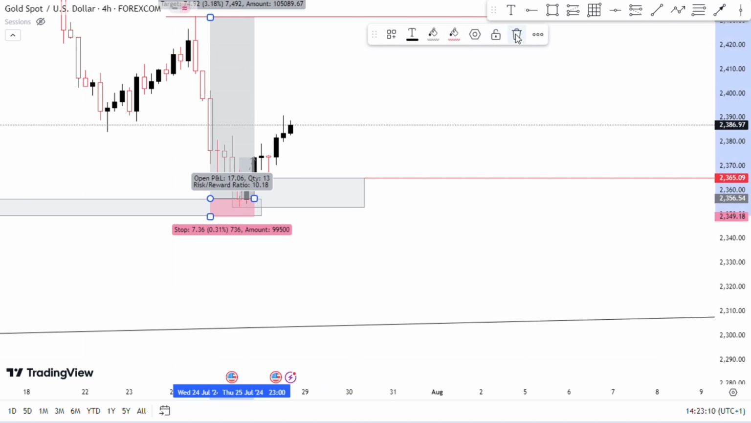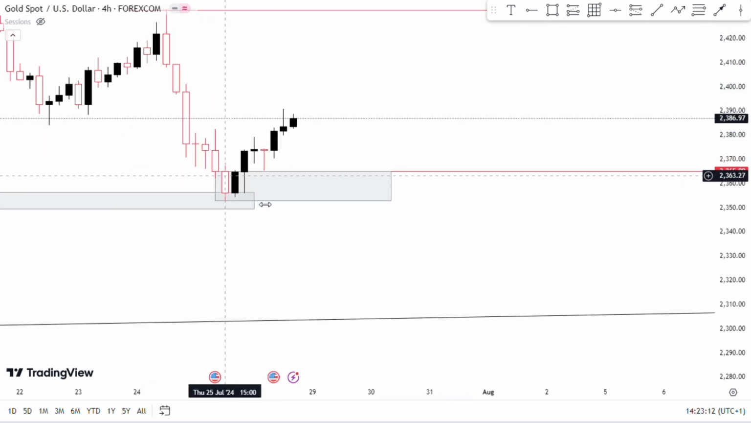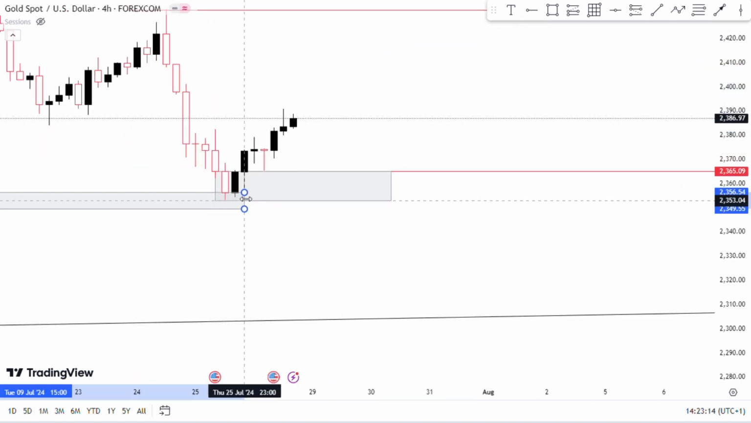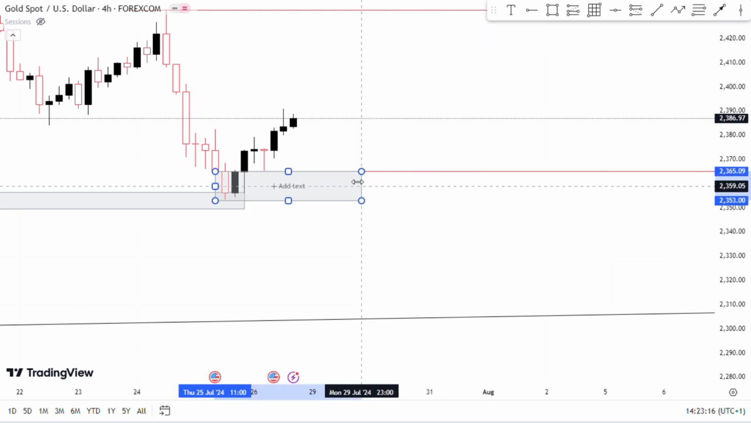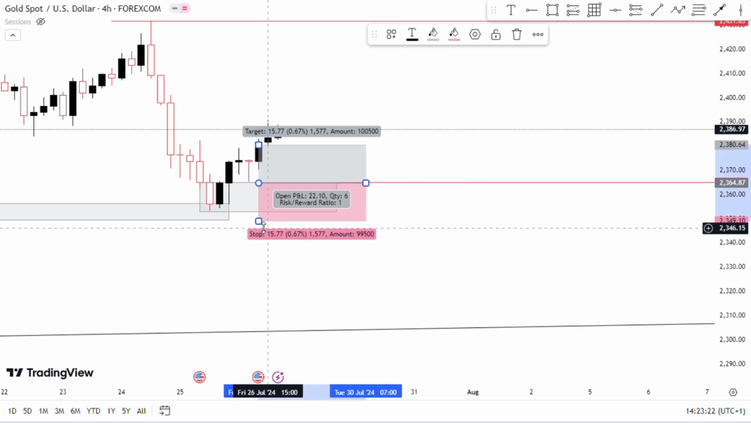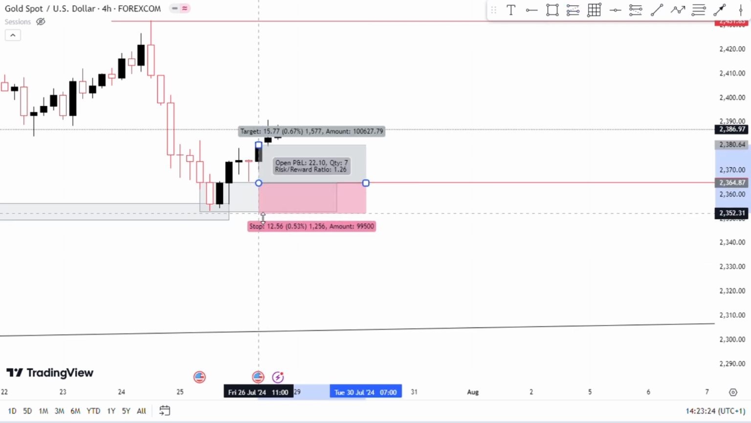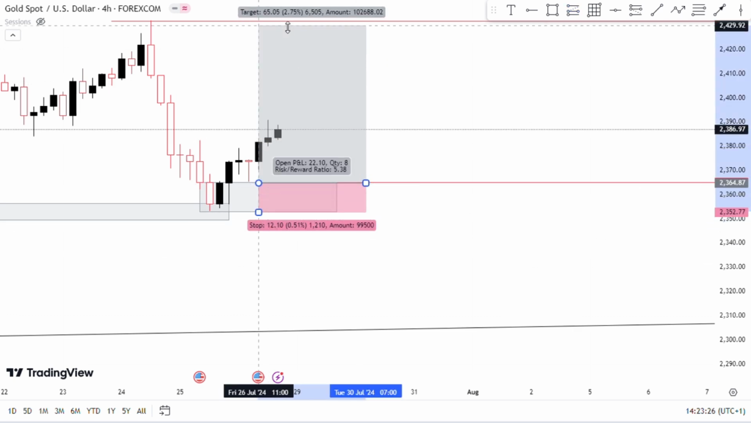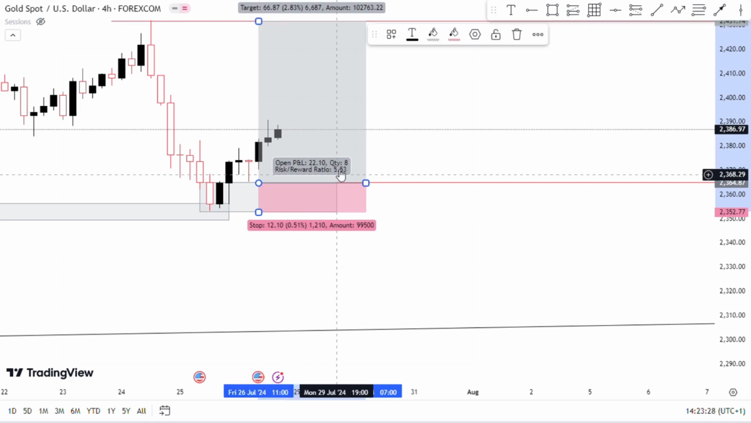Let me just delete this. So right now on a 4-hour time frame, the order block is very big. So let's just go down to a lower time frame to increase our risk to reward ratio. Because if you have to use this particular order block, let's check the risk to reward ratio. You set your stop loss below here, and then you set your take profit here. So this is 1 to 5, guys.